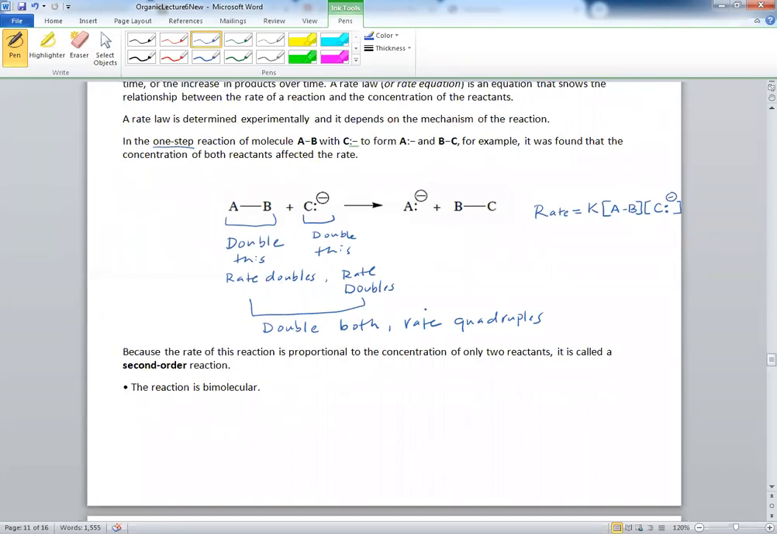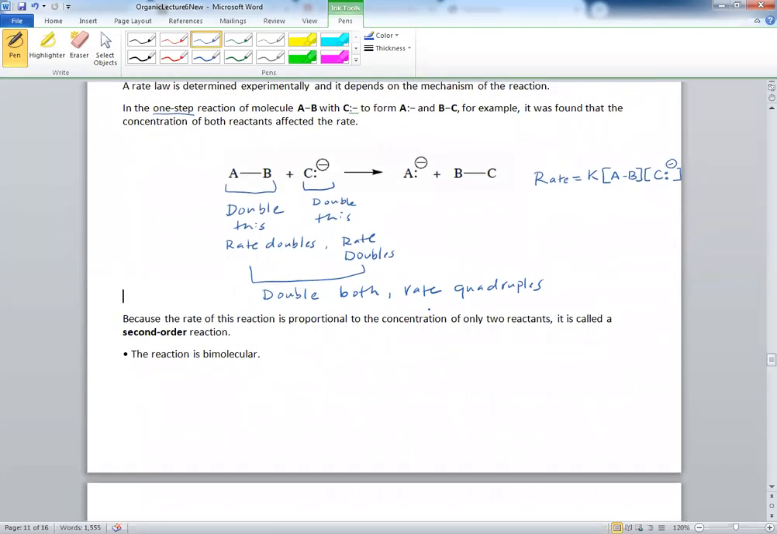So the rate depends, again, on the concentration of both. Now, this reaction right here is proportional to the concentration. It's called a second order because you have two reactants. That's why it's called a second order, and we call it a bimolecular. Bimolecular means we have two molecules at what we call the transition state.